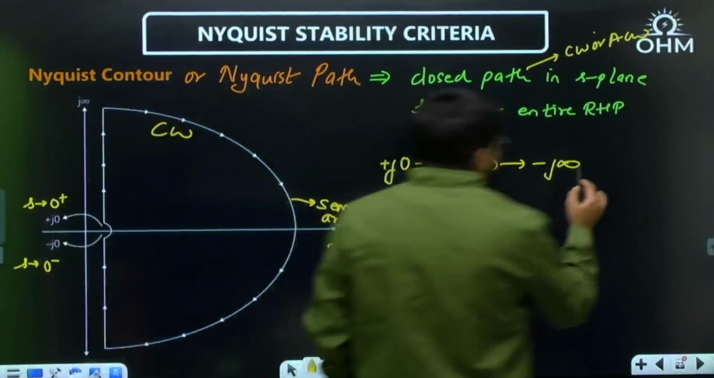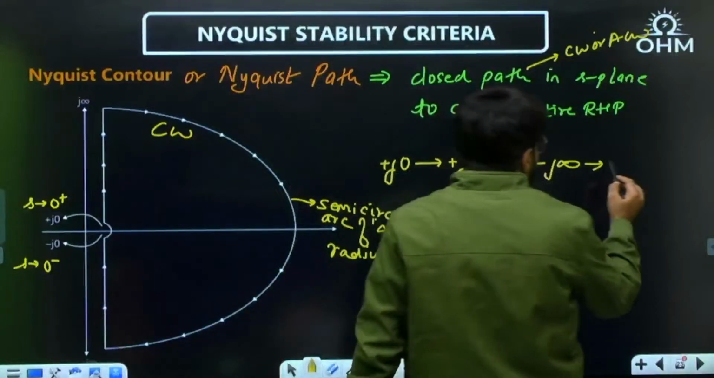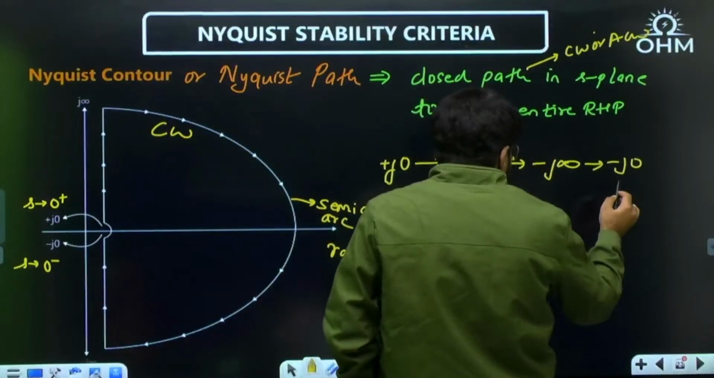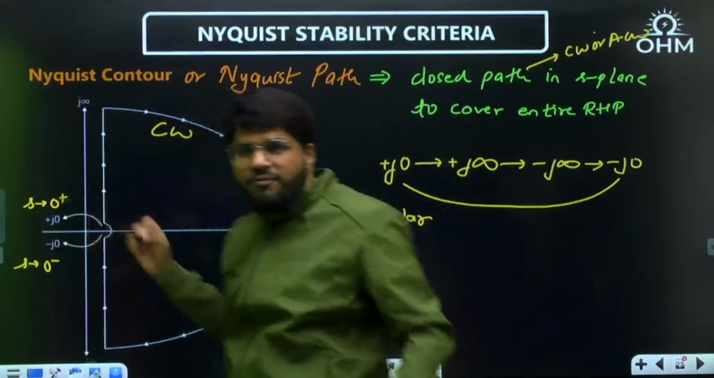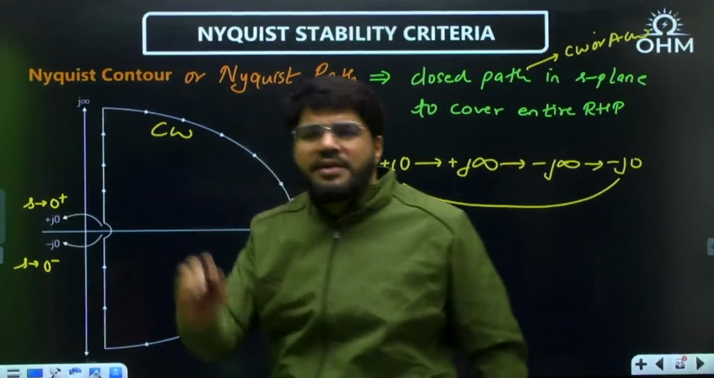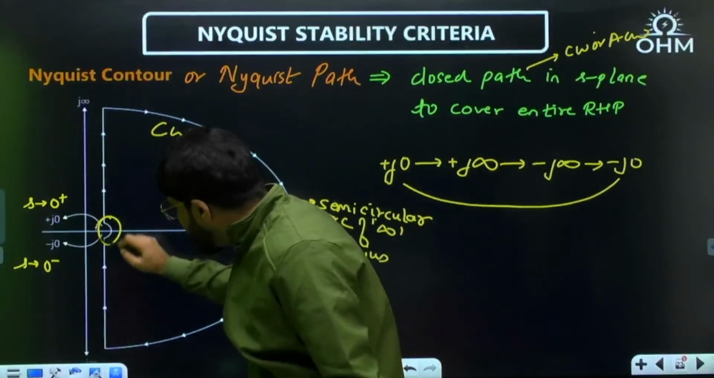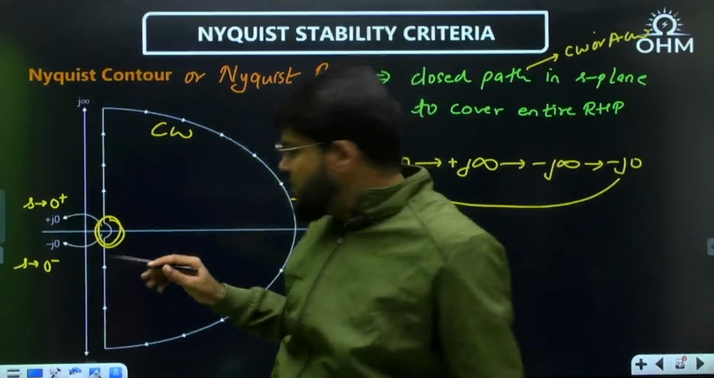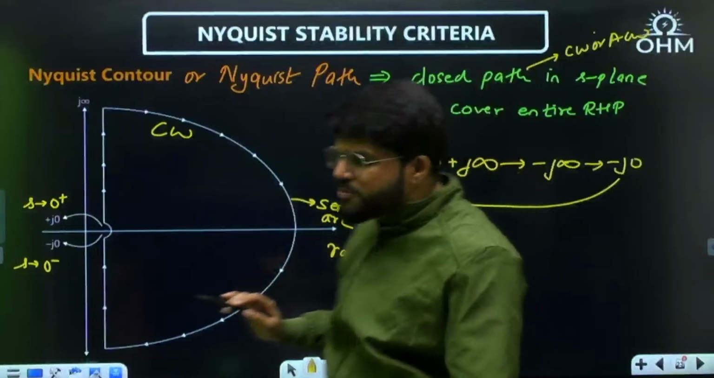After reaching minus j infinity, again I start traveling up along the y-axis to reach minus j0. Then from minus j0, I need to come back to j0. Now, the exact origin is avoided. How do we join minus 0 to plus 0? I'll explain this small arc separately, because it is a very small arc from just below the origin to just above the origin. So right now this is my Nyquist path.